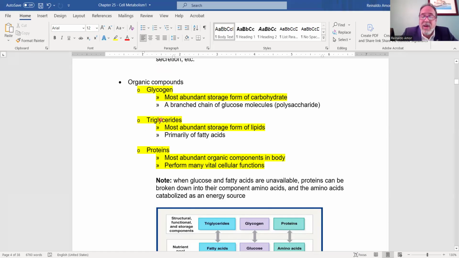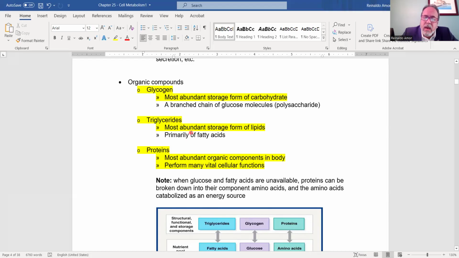Triglycerides, remember, this is the most abundant storage form of lipids. So we store lipids in adipose tissue in the form of triglycerides. If we need energy, like for example when you're fasting as well, and when you run out of glycogen or glucose, then you can use triglycerides as well. You can use your storage forms of energy, like glycogen and triglycerides. Both of these, if you want to make a lot of energy, you need oxygen.